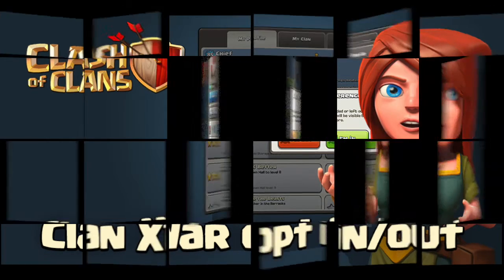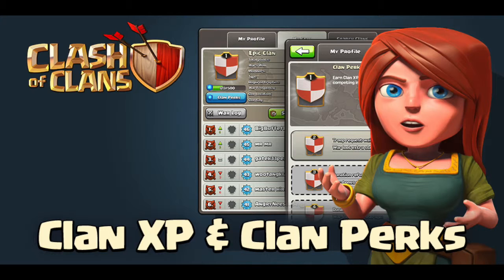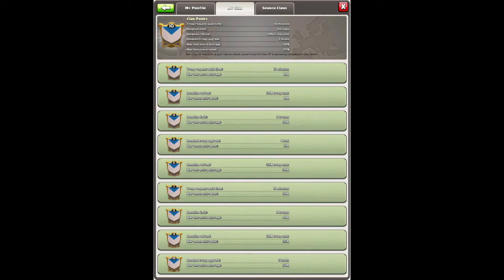And next we have clan XP and perks. This came out today, which is Monday, and basically what this allows you to do is level your clan up through XP, and then each level gives you perks. The perks came as a forum exclusive sneak peek, which I'm going to look at right here.